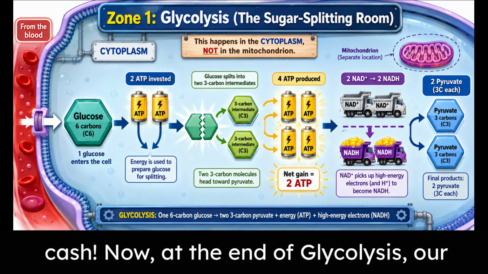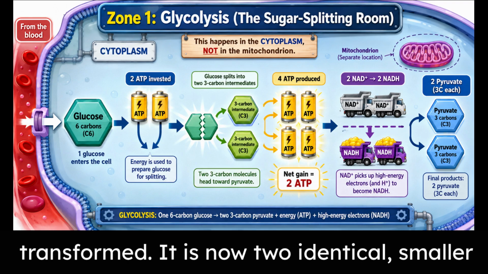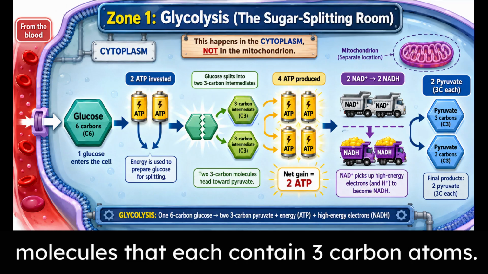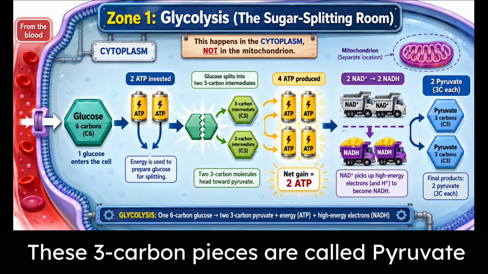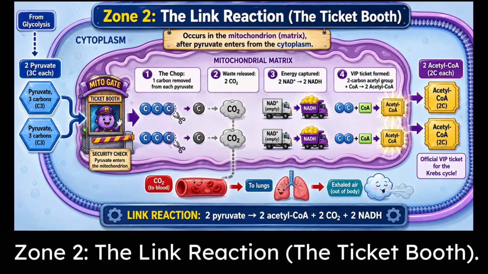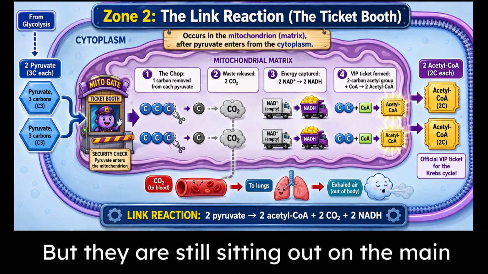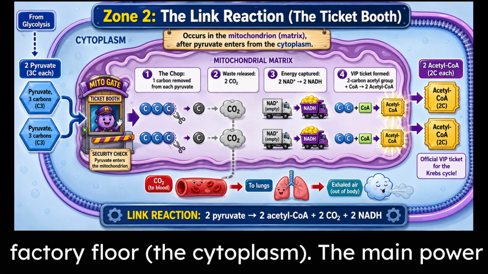Now, at the end of glycolysis, our original 6-carbon glucose molecule has been transformed. It is now 2 identical, smaller molecules that each contain 3 carbon atoms. These 3 carbon pieces are called pyruvate. Zone 2, the link reaction, the ticket booth. Now we have our 2 pyruvate molecules, but they are still sitting out on the main factory floor, the cytoplasm.